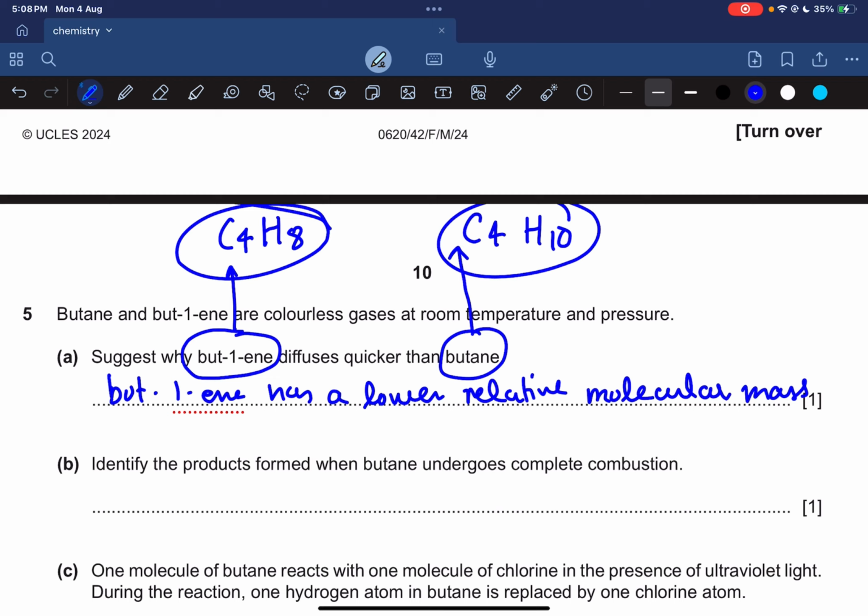Identify the products formed when butane undergoes complete combustion. The word complete over here is extremely important. Complete means that we are going to form carbon dioxide, not carbon monoxide. The products are going to be carbon dioxide and water.